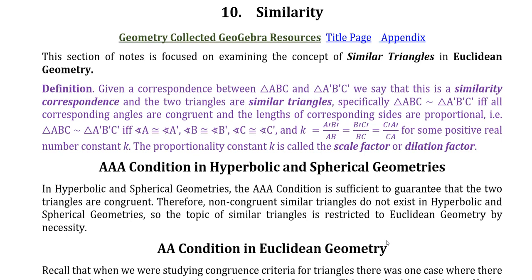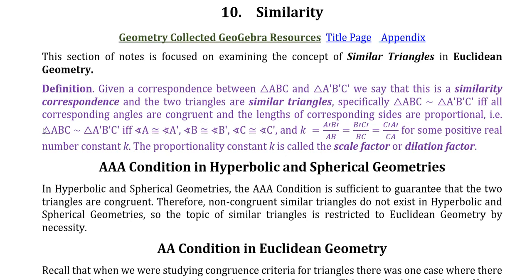Here's a definition. Given a correspondence between triangle ABC and triangle A prime B prime C prime, we say that this is a similarity correspondence, and the two triangles are similar triangles. Specifically, triangle ABC is similar to triangle A prime B prime C prime, using this notation with the little squiggle, tilde, representing the similarity. This happens if and only if all corresponding angles are congruent and the lengths of the corresponding sides are proportional.